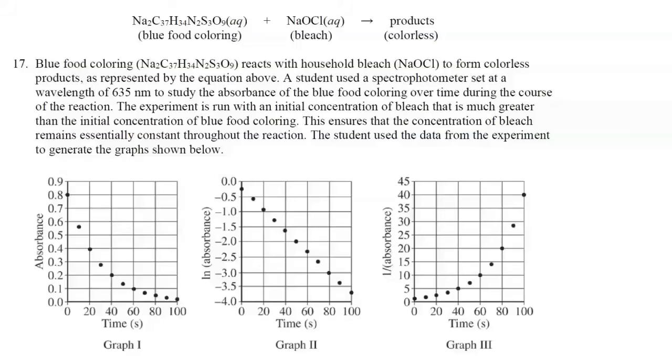Now, this experiment is run with an initial concentration of bleach that is much greater than the initial concentration of the blue food coloring. This ensures that the concentration of the bleach remains essentially constant throughout the reaction. So we're focusing on the change in the concentration of the blue food coloring. We're not focusing on the change in concentration of the bleach. The student used the data from the experiment to generate 3 graphs, as shown below.